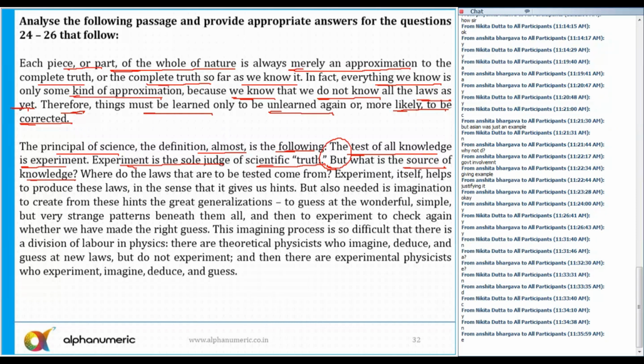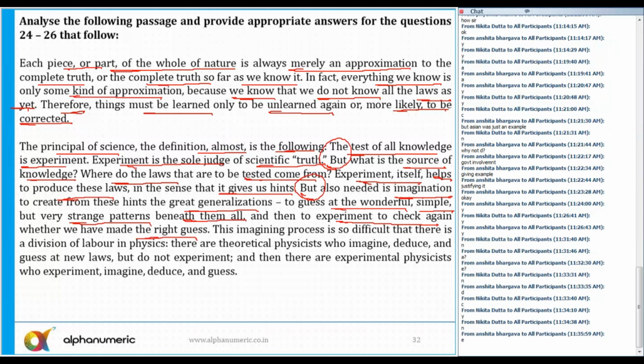From where does knowledge come? Where do the laws that are to be tested come from? Do they come from experiment? Yes. Sometimes the experiment helps us to produce these laws, because it gives us hints. But you also need imagination. You also need imagination to create generalizations, to guess at the wonderful, simple, but very strange patterns beneath all the experiments. And then you have to experiment again to check whether you have made the right guess.